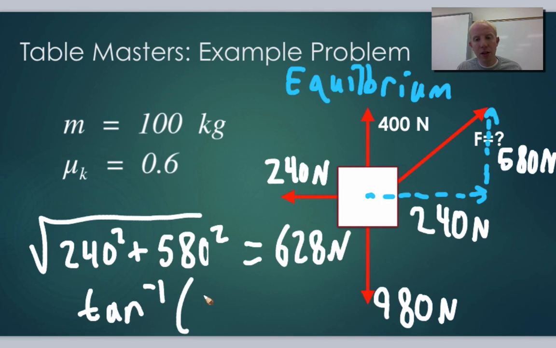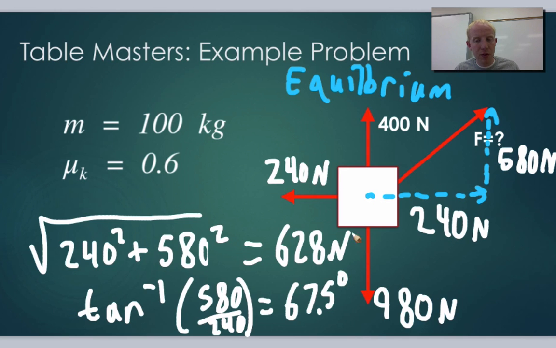And the angle that it makes is the y direction, which is 580, over the x direction, which is 240. Take the tangent inverse of that. You should get 67.5 degrees. So this angle is 67.5 degrees. The total force is 628 newtons.